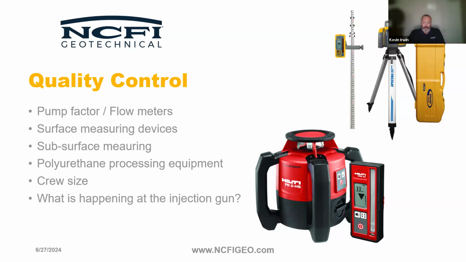Our polyurethane processing equipment, on the equipment side, you need to make sure that your equipment can handle the back pressures that are going to be generated. The deeper you go, the harder you have to push to get it in the ground. So for those back pressures, you need a high enough pressure machine or flow machine, not necessarily pressure, to get that chemical down in the ground.